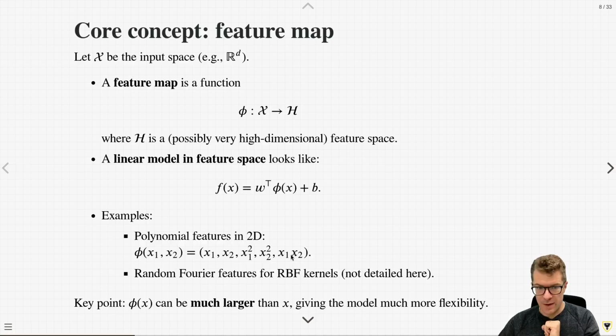We also have random Fourier features. This is not detailed here. This is a little bit beyond the scope, at least right now, but we're going to see RBF kernels a little bit later on. RBF stands for radial basis function.